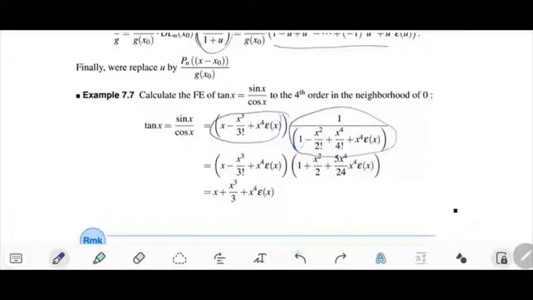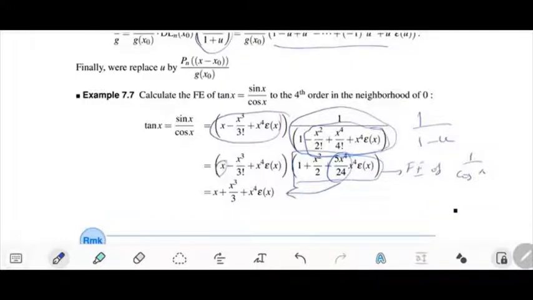So here I have 1, so I will use the expansion of 1 over 1 minus u, and u will be this part in here. Then expanding and removing the terms of order strictly greater than 4, I will obtain this as the finite expansion of 1 over cosine x. And now I multiply by x, and as I said in the remark earlier, the term 5x^4 over 24 will not contribute to this final result because it will be multiplied by at least x, so it will give terms in x^5 and more.